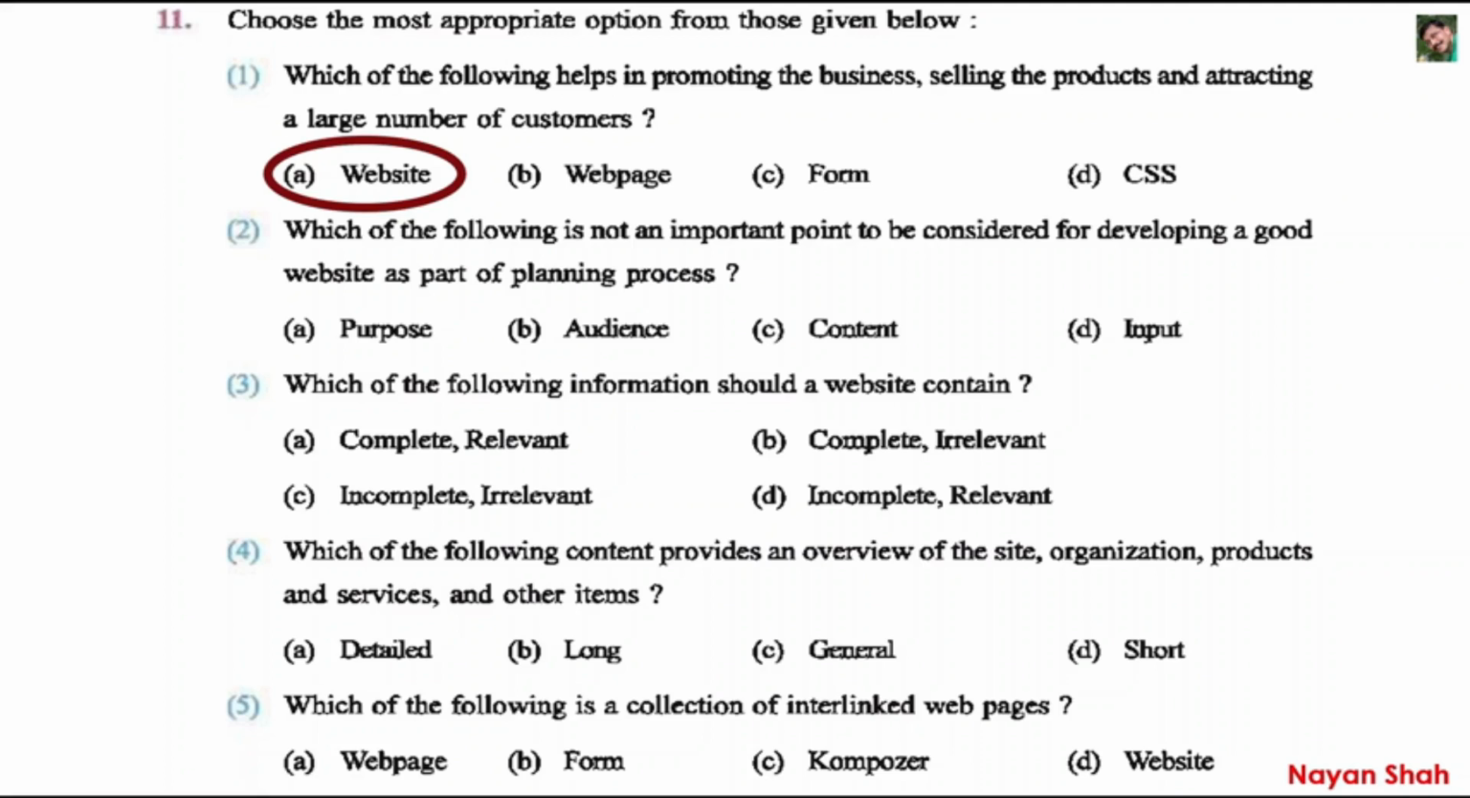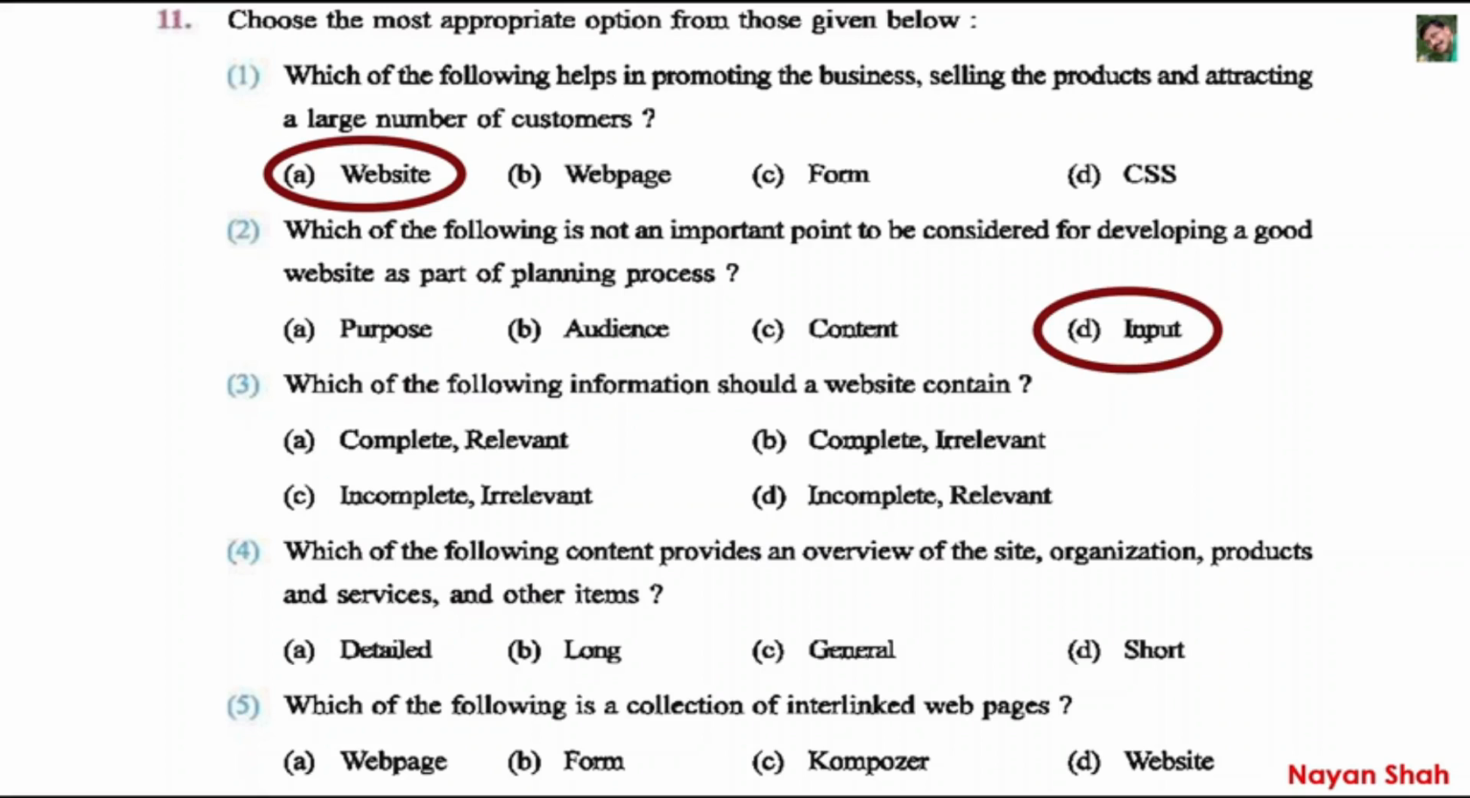Second MCQ. Which of the following is not an important point to be considered for developing a good website as a part of planning process? You know that the website planning process has got 4 main points to consider. Purpose of the website, audience of the website, content of the website, and medium of the website. But there is nothing like input. So obviously the answer would be input.